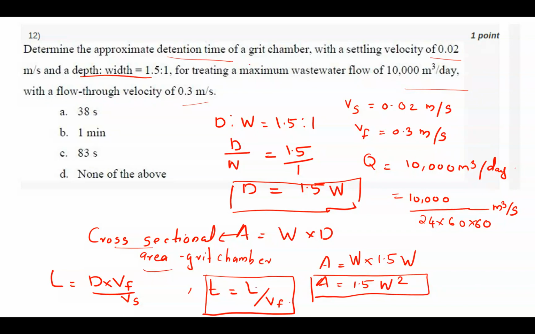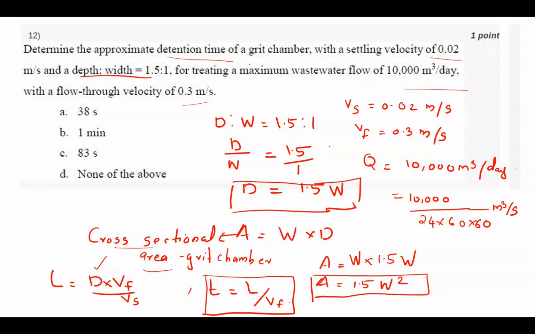After this, you try the length. I have given the formula D times VF by VS. VF and VS we know. D we don't know, we know it in terms of W only. So you put these values here. After this, you should know how to calculate D. So how do you calculate D?